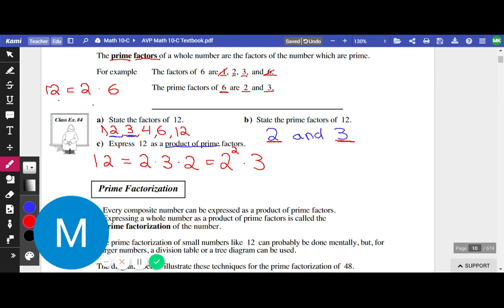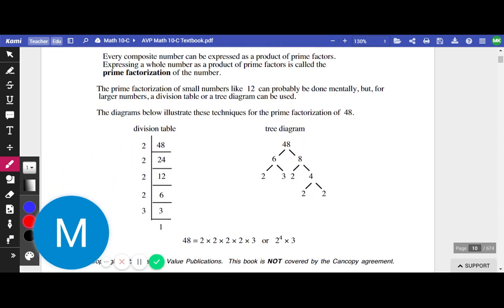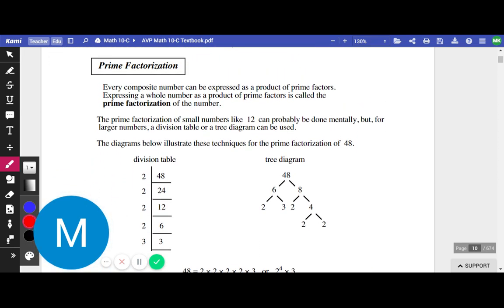Awesome. It would be really hard if I was giving you numbers all the time and saying write it as a product of primes. 12 is kind of an easier one because it's a small number. But you will be able to take really big numbers, like 1,000, and write it as a product of primes. And you're not going to be able to do it off the top of your head like that. That would be way too crazy. So what we use is something called prime factorization. Prime factorization is our strategy to write something as a product of primes. Expressing a whole number as a product of primes is called prime factorization.